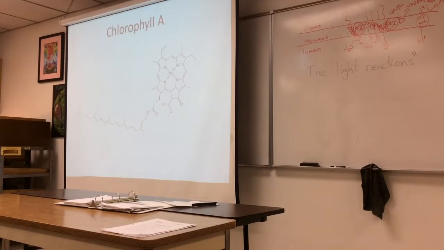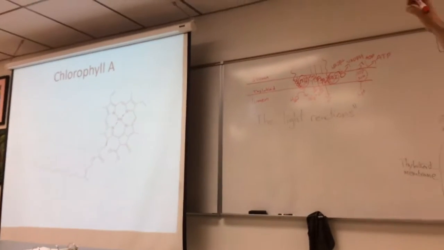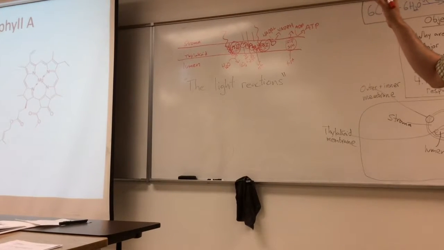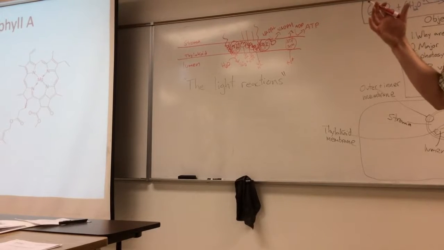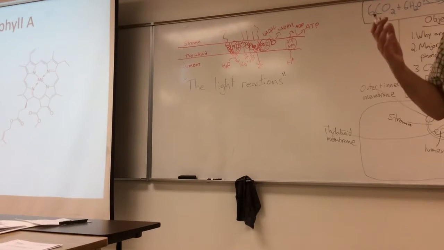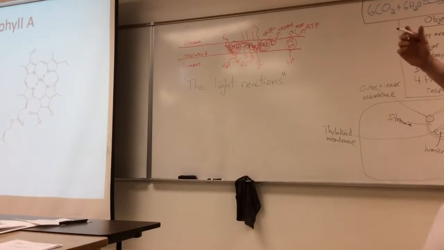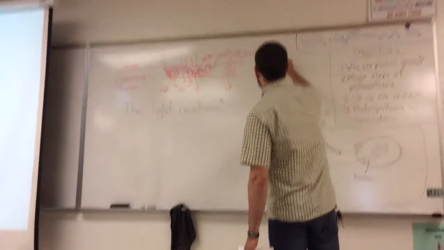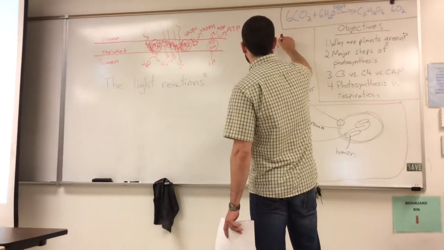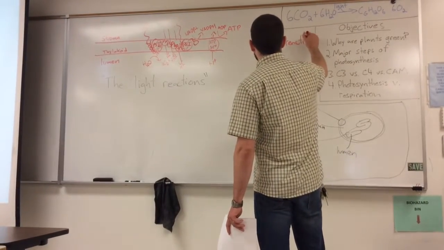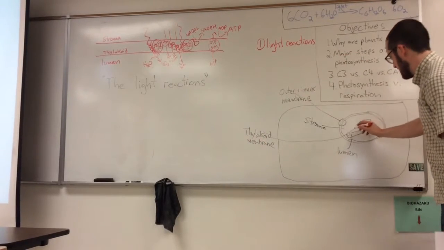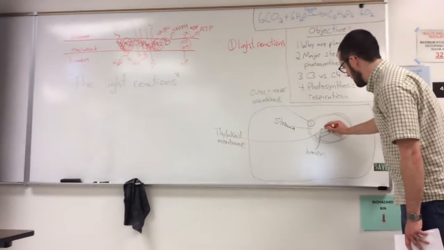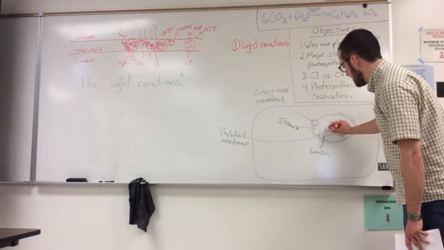All right, so a couple of things I neglected to mention. This series of reactions, so the absorbing of light energy and the splitting of water to produce oxygen, are called the light reactions. And that's because they are, of course, using light. And so these light reactions are going to be taking place in the thylakoid membrane. So we'll put that on our diagram right here.